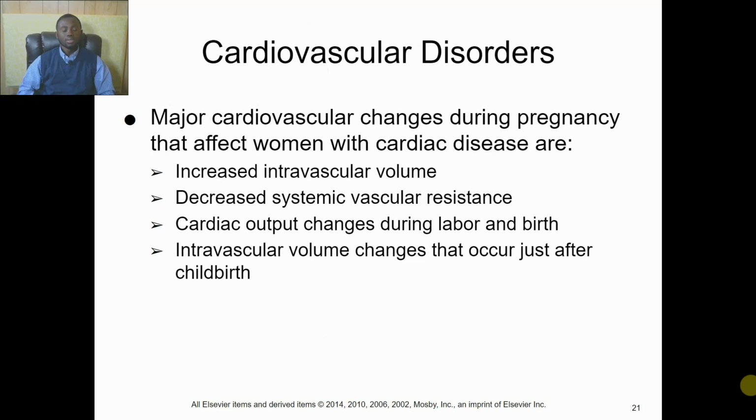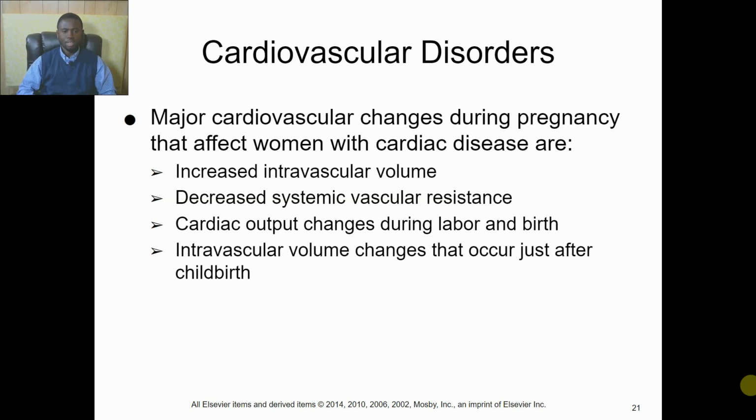As we discussed when we did adaptation to pregnancy, we realized that major cardiovascular changes during pregnancy that affect women with cardiac disease include increased intravascular volume, which is needed to support the fetus. There is also a decrease in systemic vascular resistance that contributes to the pooling of blood, especially in the extremities. And then cardiac output also changes.